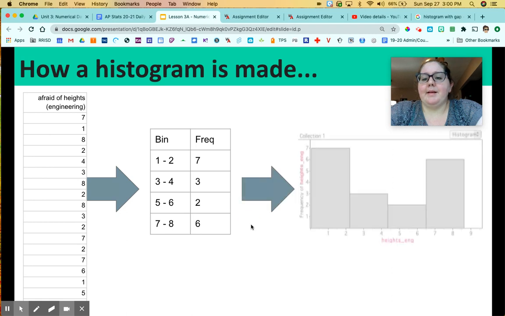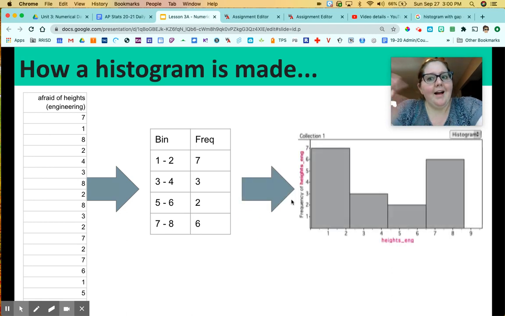And then from there, we're basically making a bar graph where each bar or bin represents one of these categories that I created. So this first bar or bin is the 1 to 2 category. The second one is the 3 to 4 category. This third one is the 5 to 6 category. And this last one is the 7 to 8 category. So I end up with this histogram.